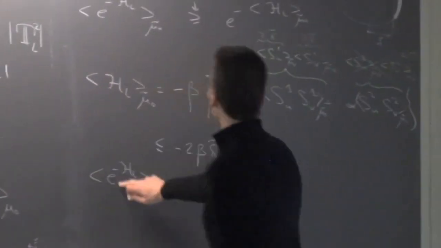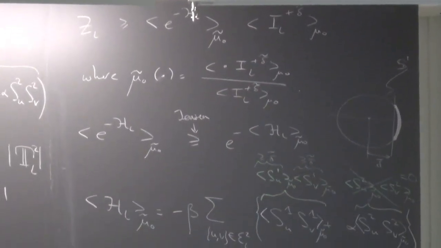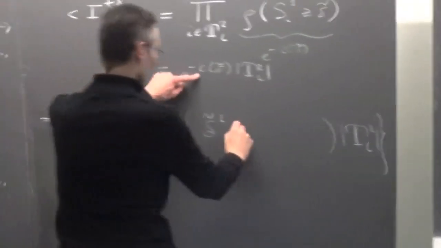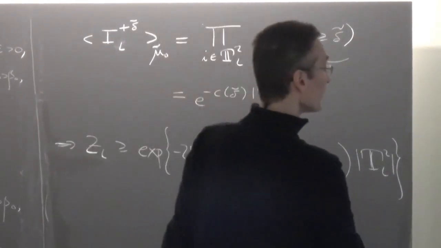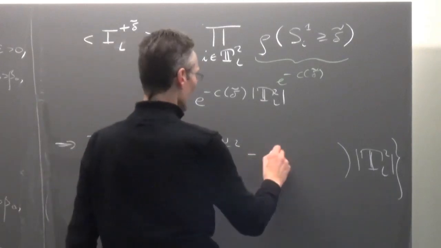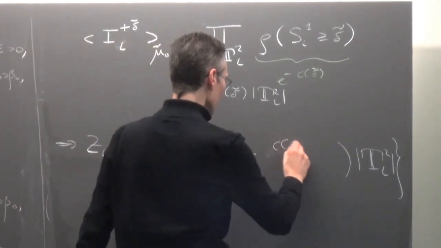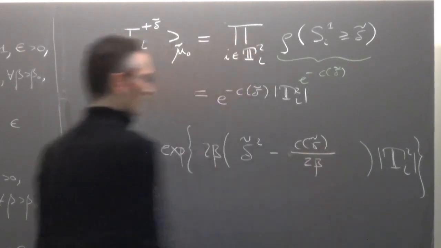And what is this something? So I get, from the first factor here, delta tilde square. And from the second factor, I get a minus... the size, oh, sorry, I want a plus here, right? So minus C of delta tilde over 2 beta, if I'm not mistaken.